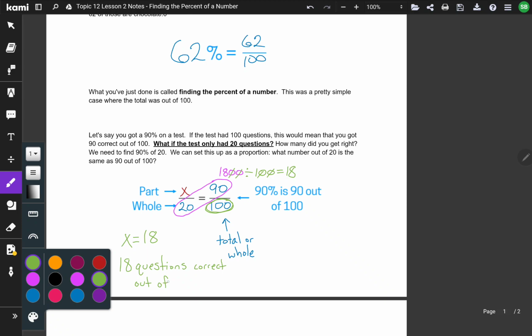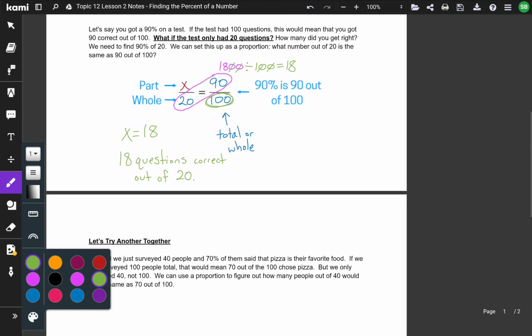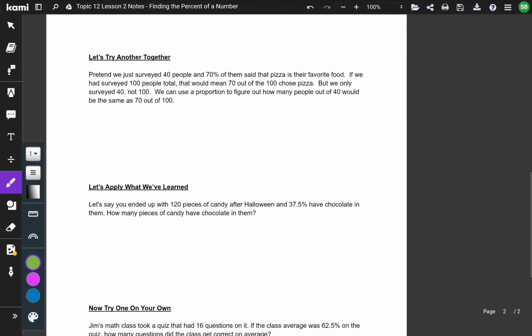So finding the percent of a number is as simple as setting up a proportion, because we know the percent is always out of 100, therefore we can compare it to whatever the situation calls for. Go ahead and turn your paper over and let's try another one together.